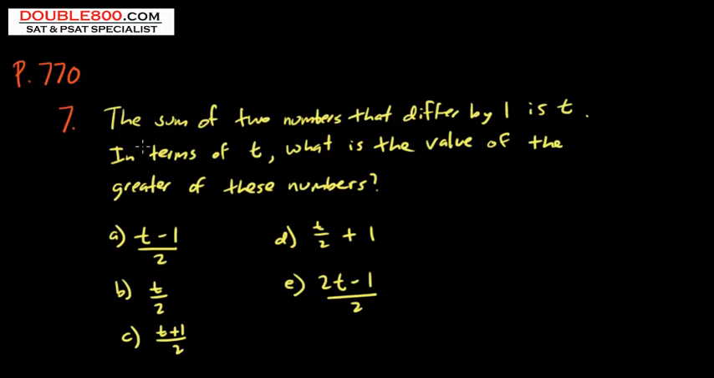In this lesson, we'll review a math question from the grid-in section. We're on page 770, question 7, and this is a moderate to difficult problem. The sum of two numbers that differ by 1 is t. In terms of t, what is the value of the greater of these two numbers?